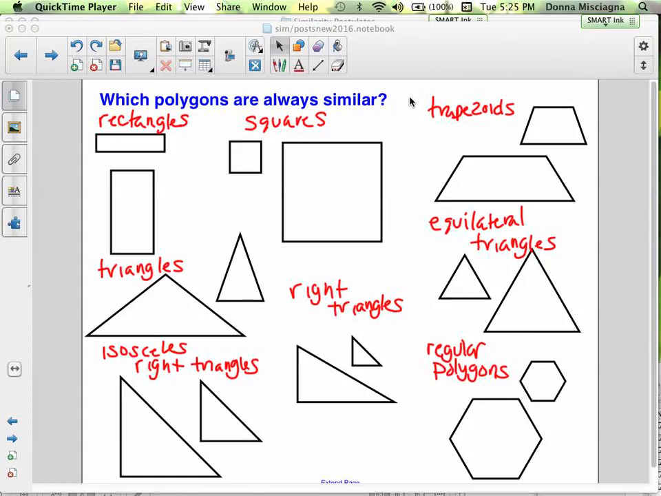Welcome back. So I'm going to go over the answer to the question and you can see how well you did. All right, so I'm going to tell you which ones are similar, are always similar, and aren't always similar.